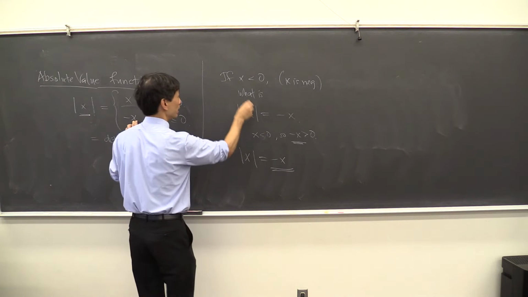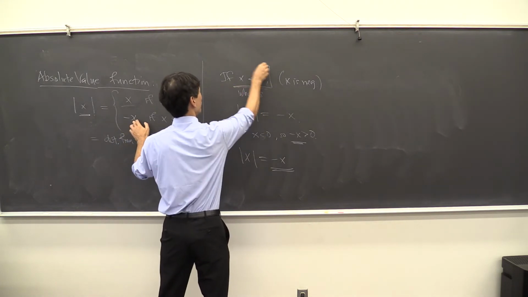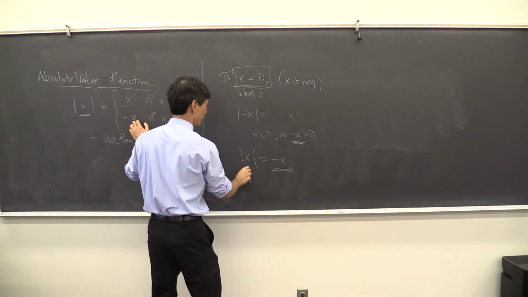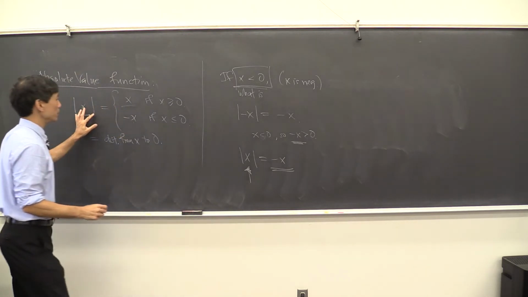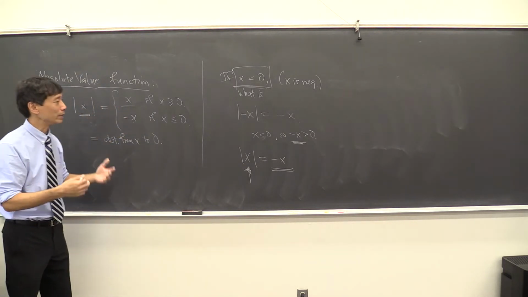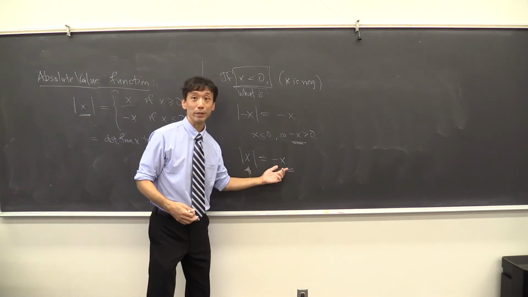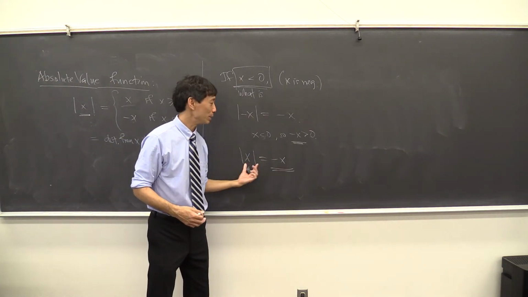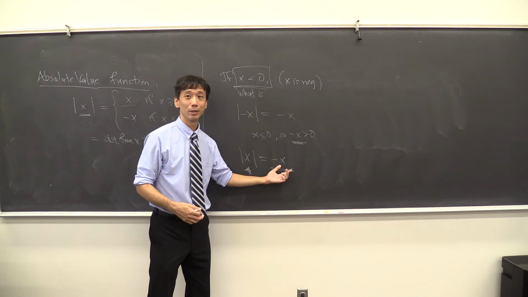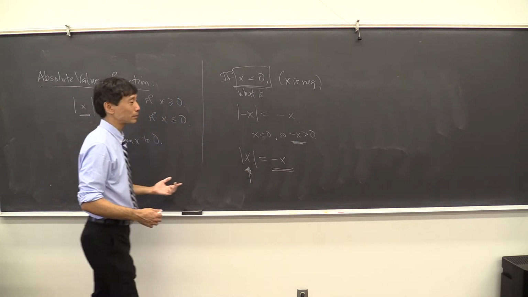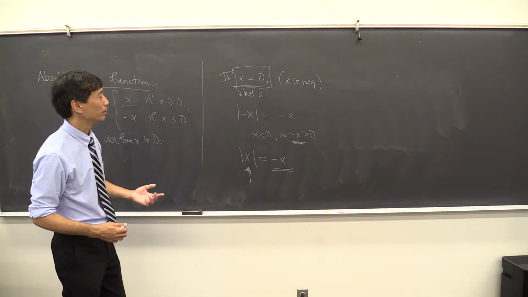So go back to the definition. The input here was negative. So the function says, oh, you handed me a negative number, I have to give you -1 times that number, which will be positive. Which is good because the absolute value should return a positive number, right?